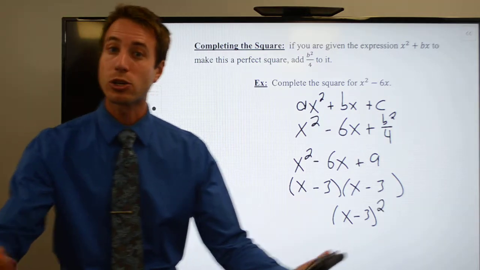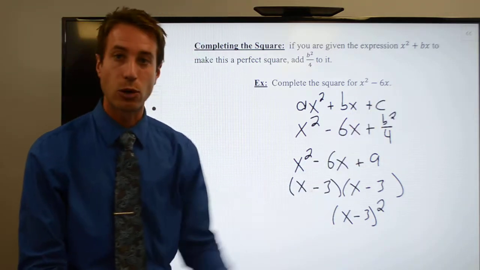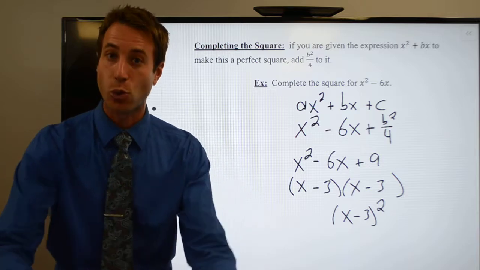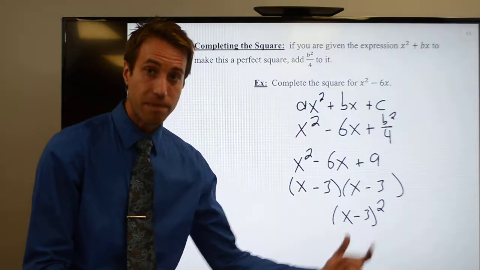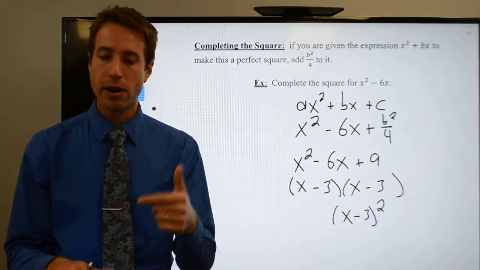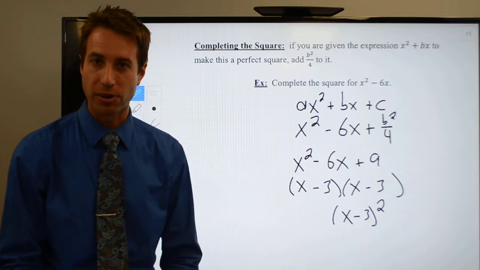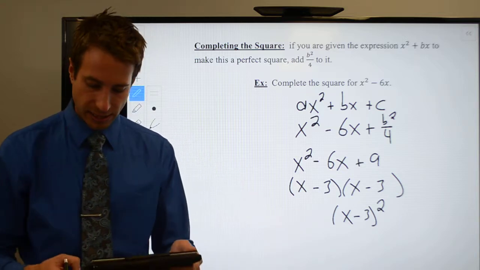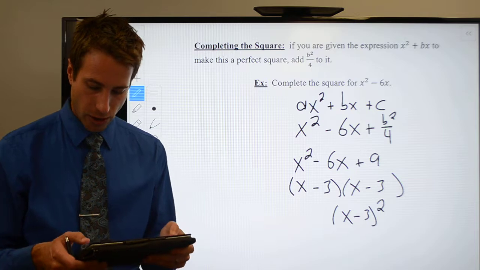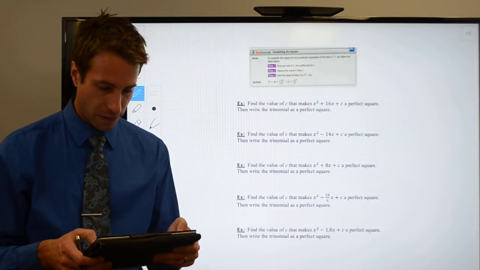Right, you see the way this works? What we're doing is you're going to be taking quadratics, completing the square, right, so that you can write them as a quantity squared and then use the square root property to solve. Right, let's practice a little bit more. Let's see what we've got here on the next page of the notes.